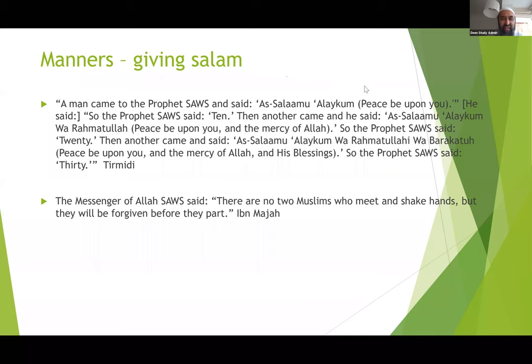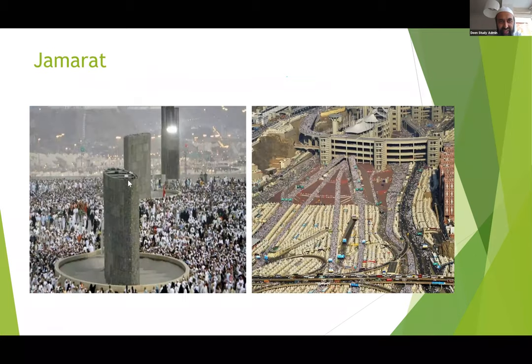Well done. Okay, good. So guys, let's have a look. Here we have the Jamarat, on the left. You can see they're really big, aren't they? There's three of them basically, and you throw seven stones. All of these people have to do it. And look at all of these people here. Imagine all those people trying to go.